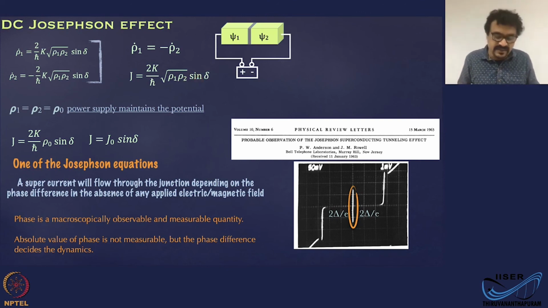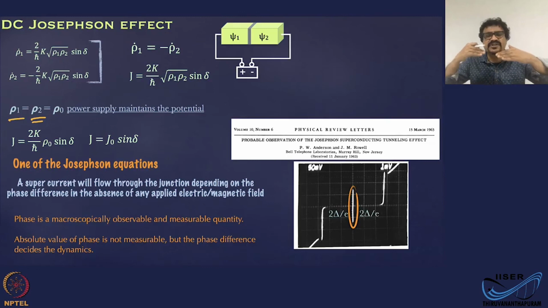Now we are considering the same material on either side, and the potential is 0. It is set by the voltage because we are discussing the case at 0 bias. What that means is there is no chance of rho1 and rho2 being different. There should be the same concentration of Cooper pairs on both sides. They are the same material too. Even if they are not the same material, they are at the same potential level, so the density should be the same. That means you can take both of them as rho 0.